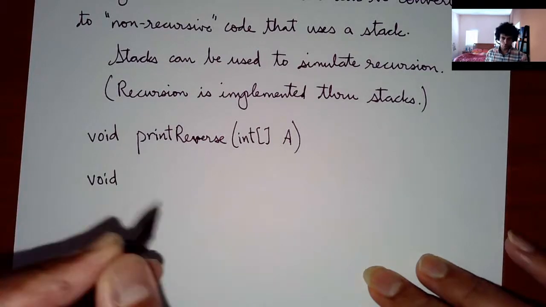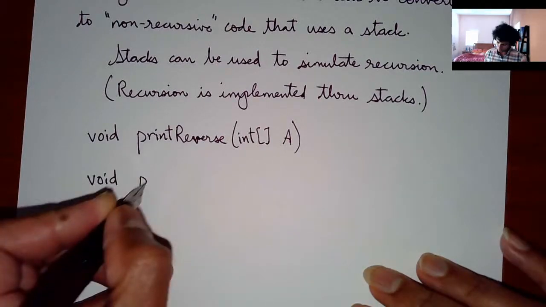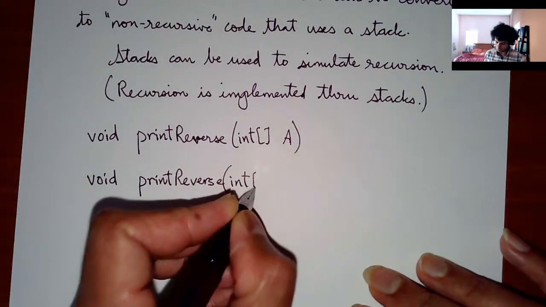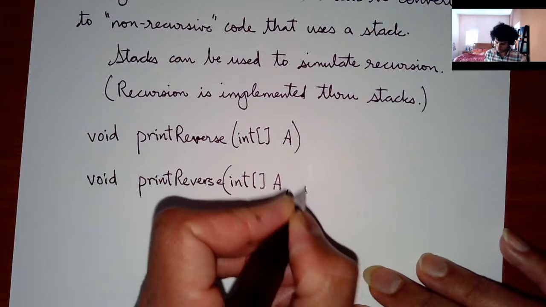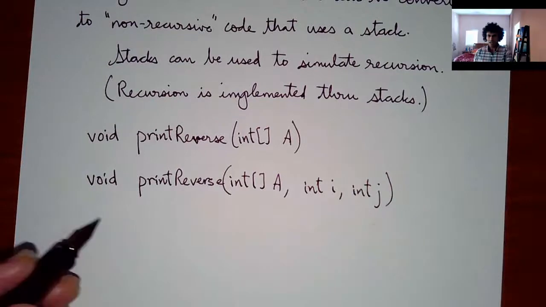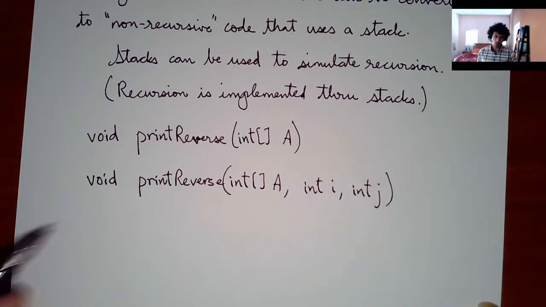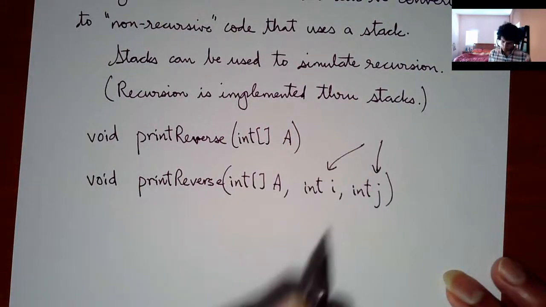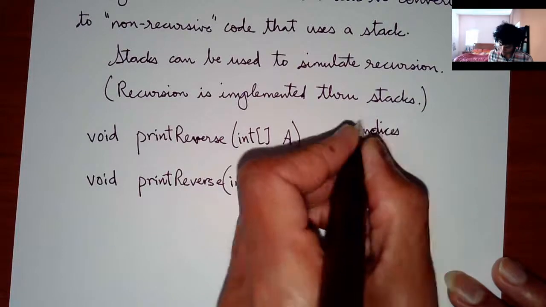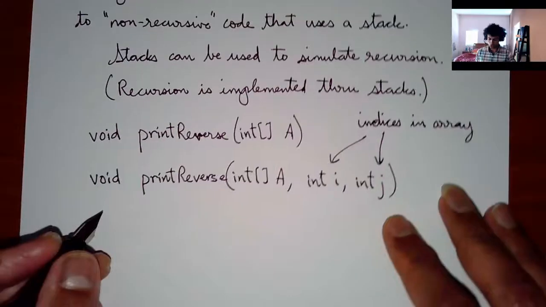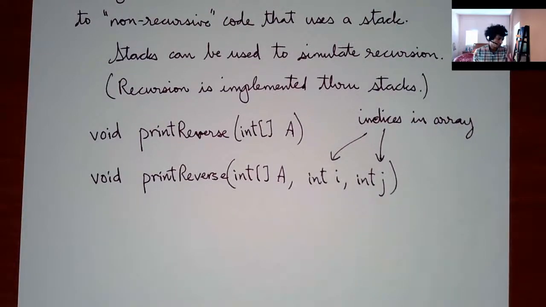So remember, if we're doing recursion, we're actually going to have some int i. So I'm going to write a recursive function, and then there will be a dummy call to this with the appropriate parameters. These are going to be indices in the array. And this function is just going to print the portion between i and j. It's going to print the portion between i and j.